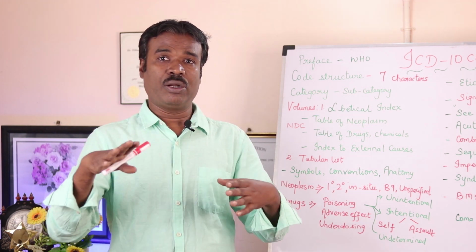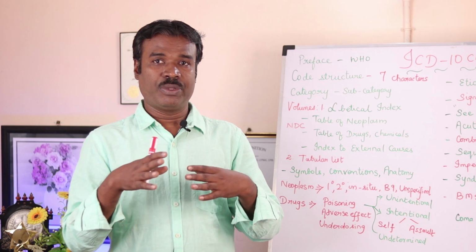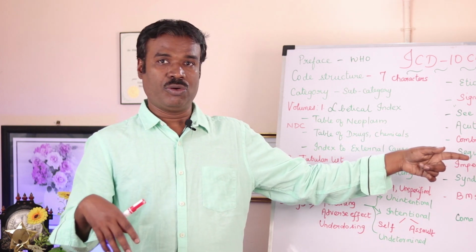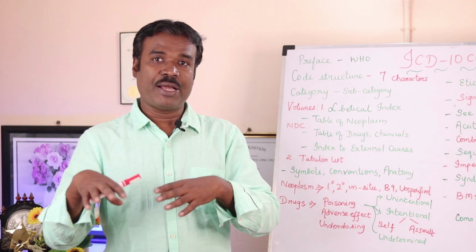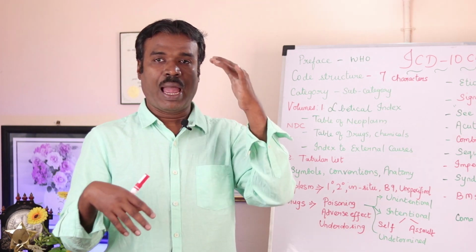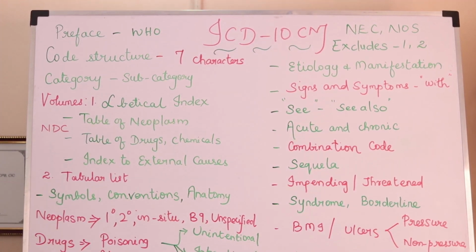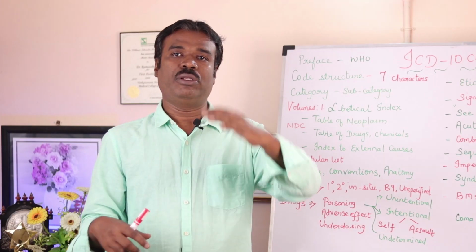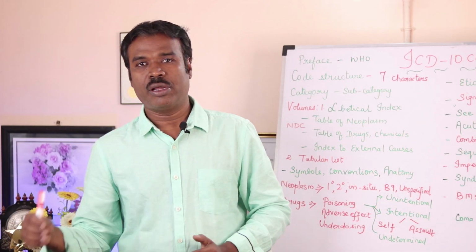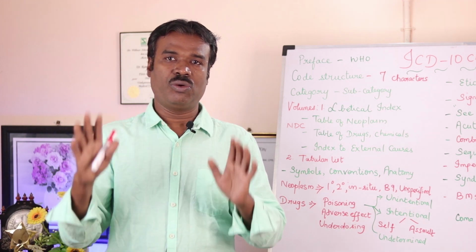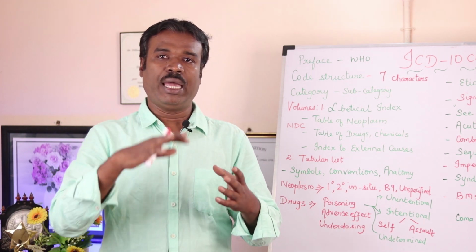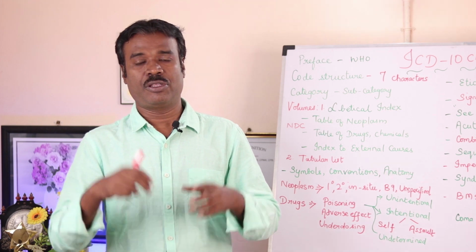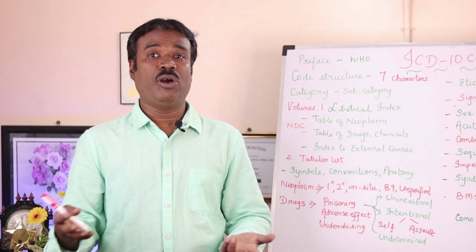If you have one code, like a combo code, that is called a combination code. If it has a combination code, like appendicitis, acute and chronic, you can report that one code itself. You don't have to report the acute code and the chronic code separately. Just report one code, which tells you acute on chronic appendicitis or acute on chronic cholecystitis.